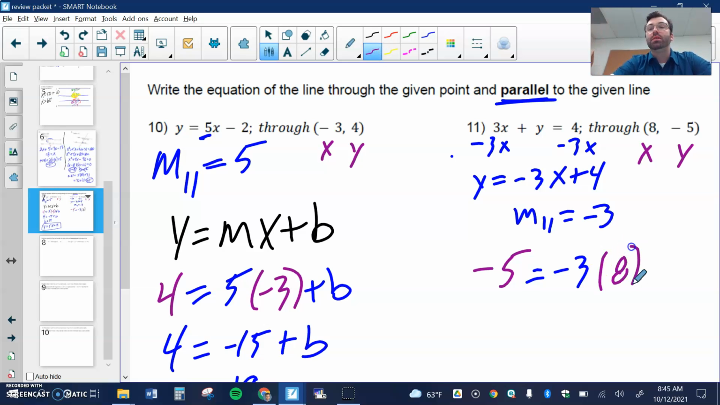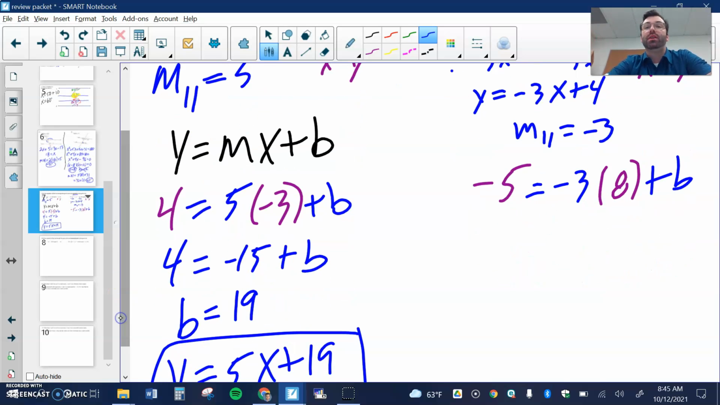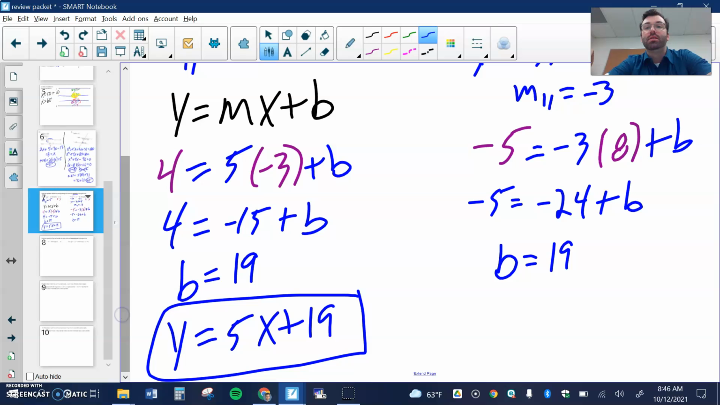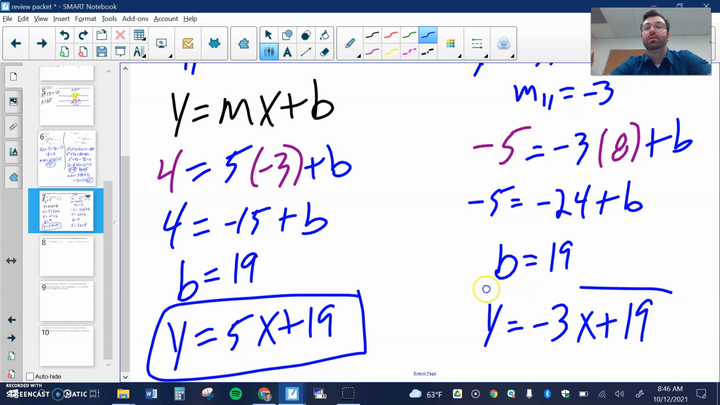Negative 5 equals negative 3 times 8 plus b. Negative 3 times 8 is negative 24 plus b. Add the 24 to the other side. b again equals 19. That's just a coincidence. So it's y equals negative 3x plus 19 again.